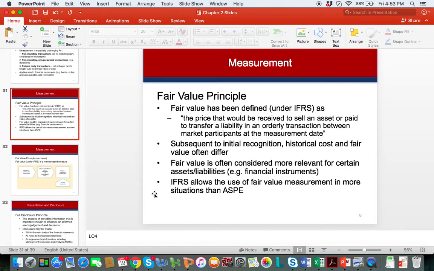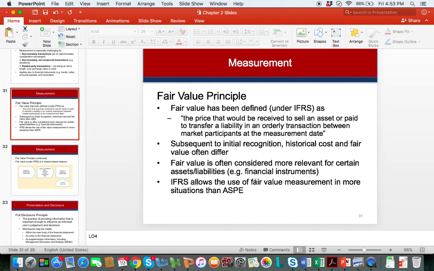So subsequent to initial recognition, historical cost and fair value often differ, and we look at that in the next slide. So you could buy a condo development in downtown Toronto, say for 50 million 2 years ago, and that's your historical cost, and that might now be worth 75 million, which is your fair value. And fair value is considered more relevant for certain assets and liabilities, like financial instruments, so bonds and assets. So if the value has increased or decreased on the Toronto Stock Exchange, the fair value will be higher or lower than what you purchased it for.